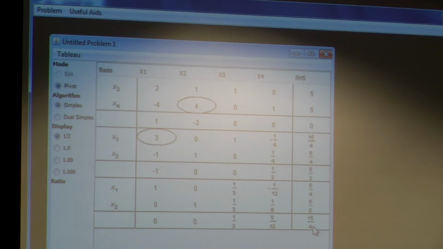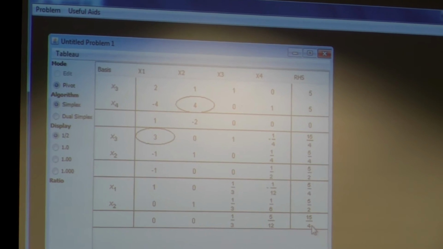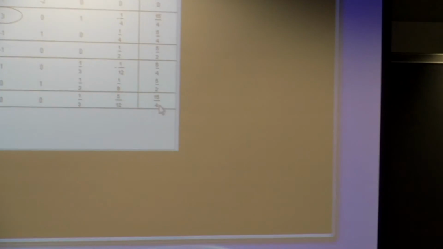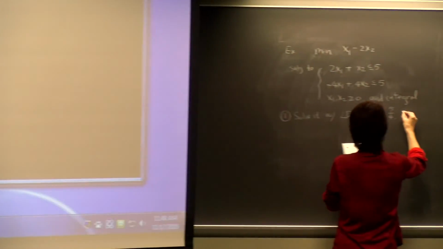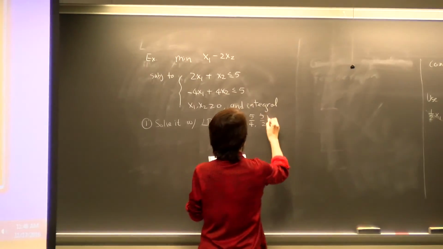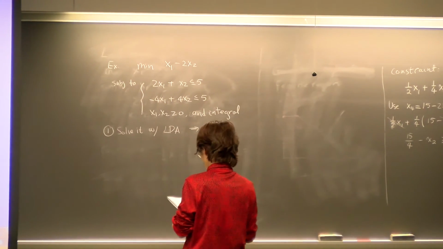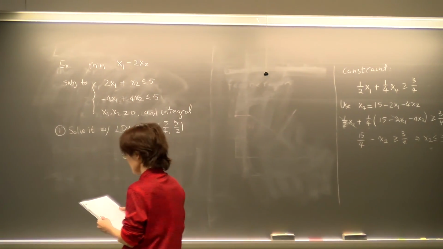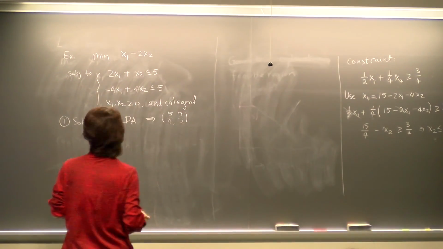We should be professionals with this. This is such a very simple example. Okay, so I solved it. I find the optimal solution at the point 5 over 4 and 5 over 2 for x1 and x2. Let me just record that. But they are not integers, so that's no good.